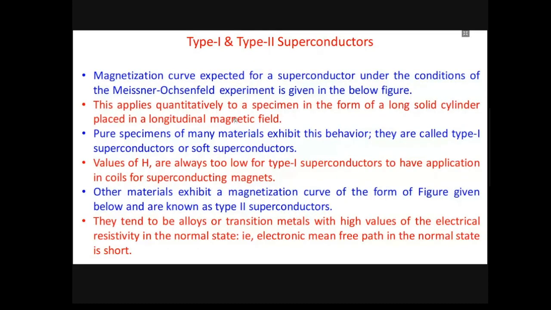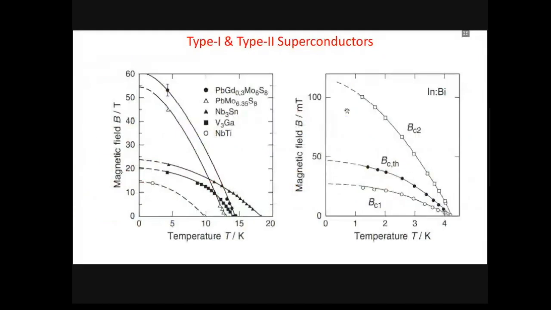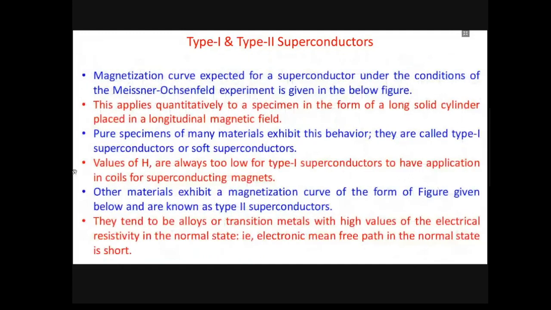The magnetization curve expected for a superconductor under the conditions of the Meissner-Ochsenfeld experiment is given below. This applies qualitatively to a specimen in the form of a long solid cylinder placed in a longitudinal magnetic field. The pure specimens of many materials exhibit this behavior. They are called type 1 superconductors or soft superconductors.